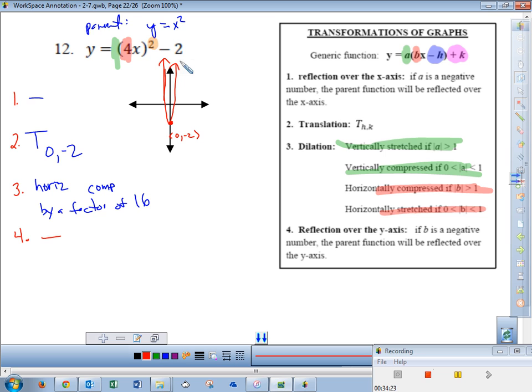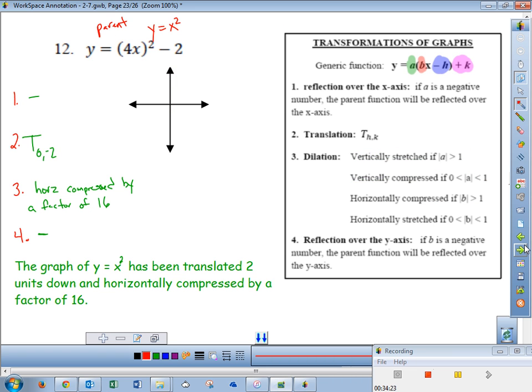Cool? Check this out. Horizontal compressed, same thing as vertical stretch. Right? If you vertically stretch something, it's the same thing as horizontal compressed. And then finally our thing. The graph of y equals x squared has been translated 2 units down, horizontally compressed by a factor of 16.